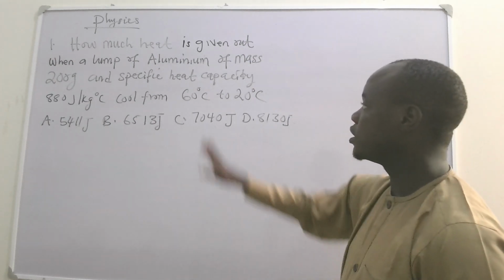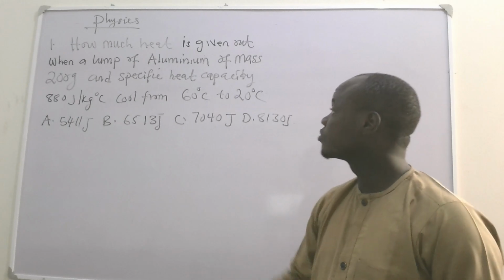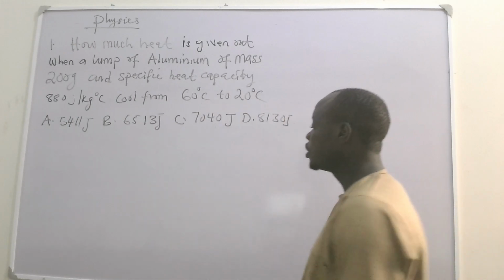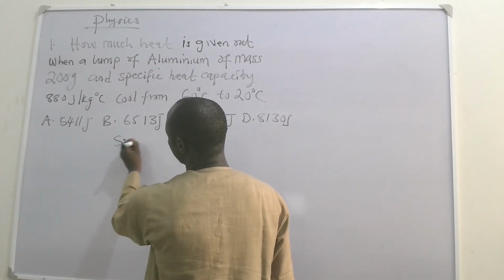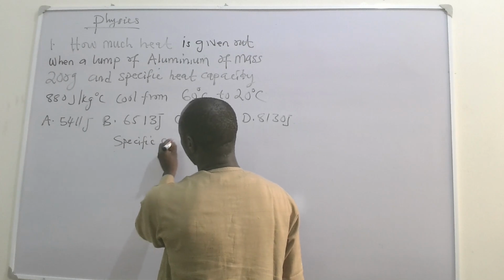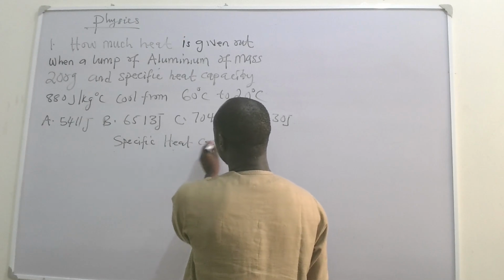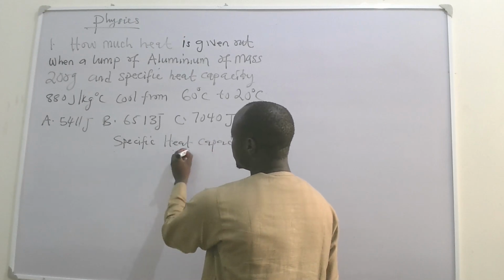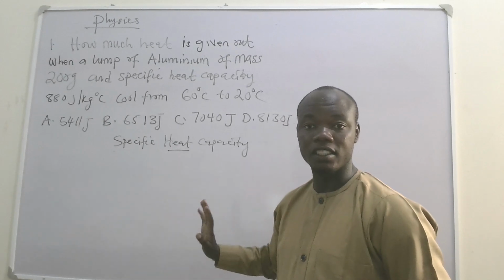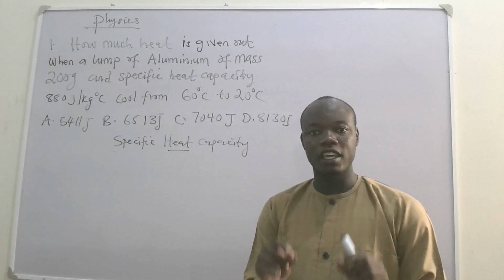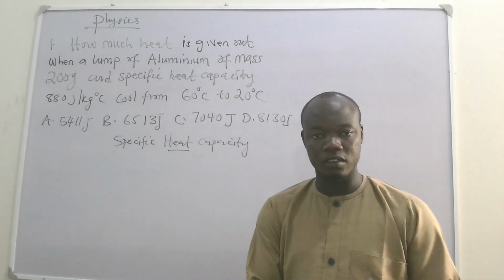So I think clearly you can see from the question here, the question came from specific heat capacity. So we need to understand the concept of specific heat capacity first before we solve the question. And of course, before the specific heat capacity, we need to understand the heat itself. What is heat? Heat is a form of energy that transfers due to energy differences.